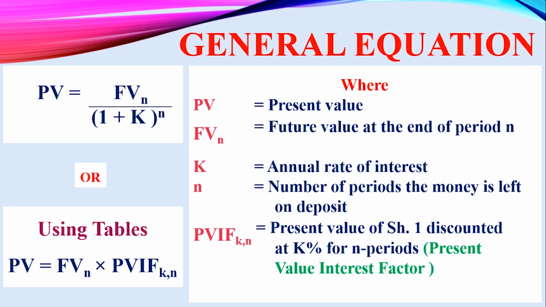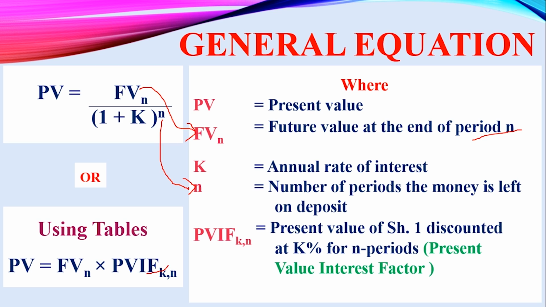So in these formulas, the PV here represents the present value. That is the current value, because that is what we are determining. So in these, you are given the future value, the FVN, that is the future value. Now you need to get the present value from that. So FVN here stands for the future value at the end of period N. Period N is the number of years. How long is it going to take? Or number of months. So N in this case represents the number of periods the money is left on deposit.